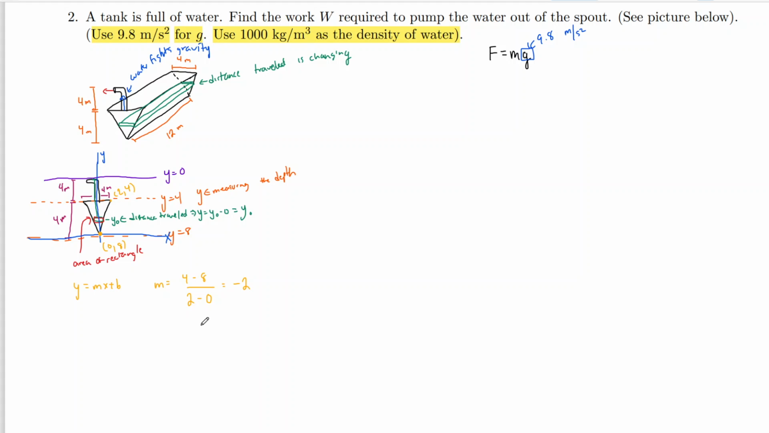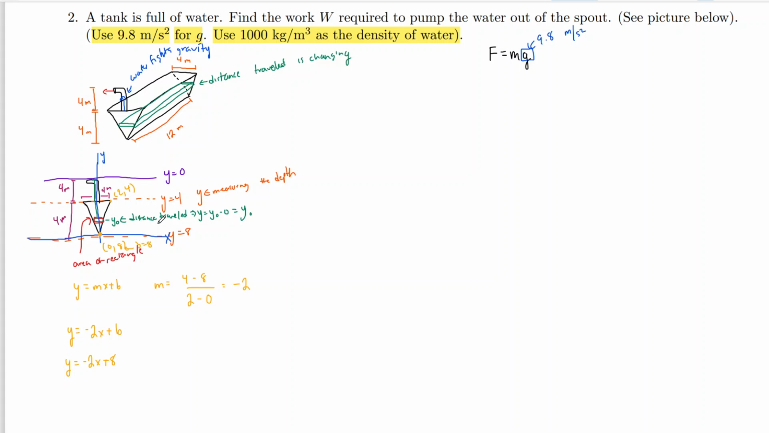All right, so we got that. Now we can plug it in. We have y equals negative 2x plus b. Well, we can also get b fairly easily because b is just representing the y-intercept, and at x equals 0, the y-intercept is 8. So b is actually just 8, and you could plug it in just to check. We get y equals negative 2x plus 8.